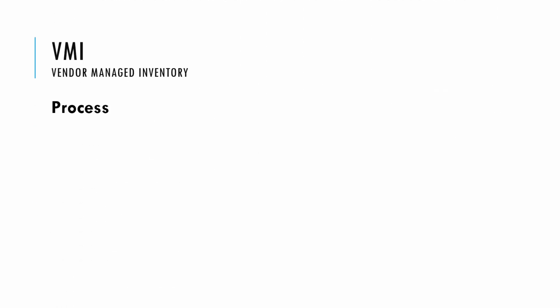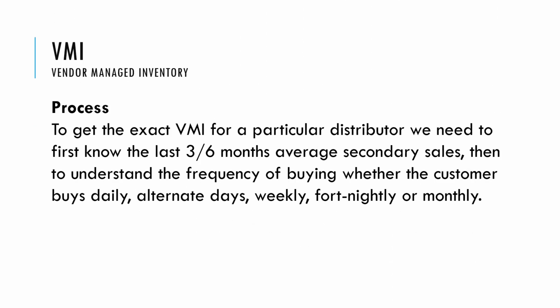Now, what's the process for this VMI? To get an exact VMI for a particular distributor or a customer, we need to first know the last 3 or 6 months average secondary sales. Then understand the frequency of buying, whether the customer is buying daily or alternate days or weekly or fortnightly, even monthly.